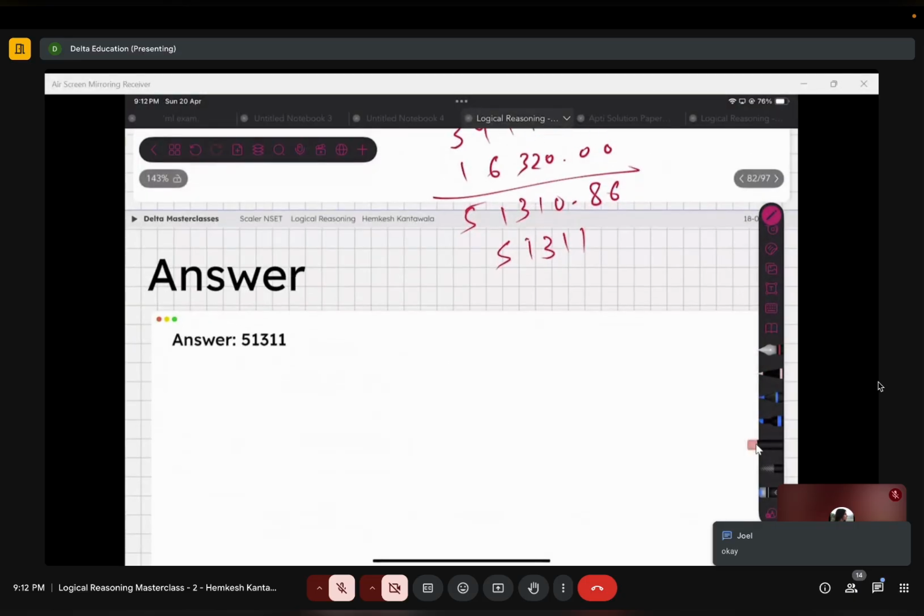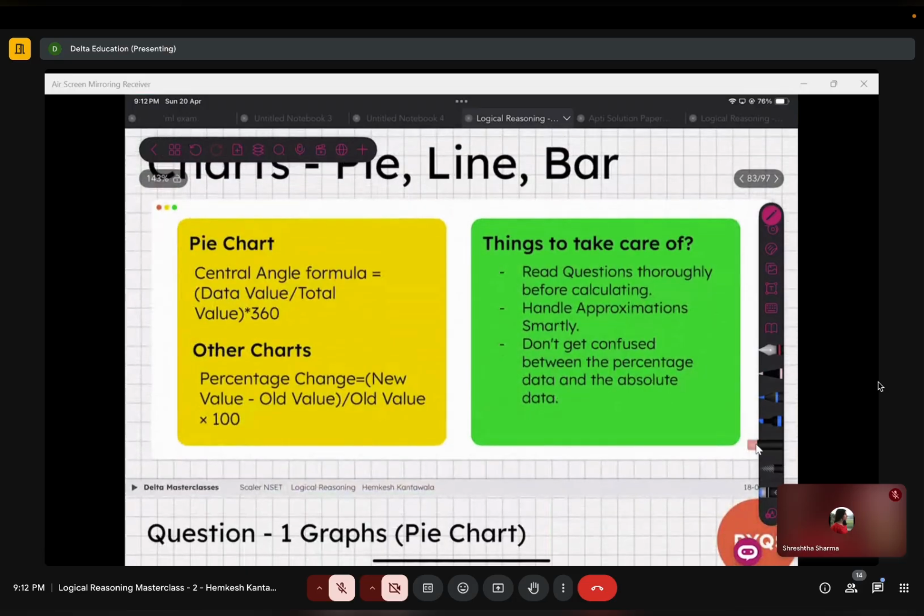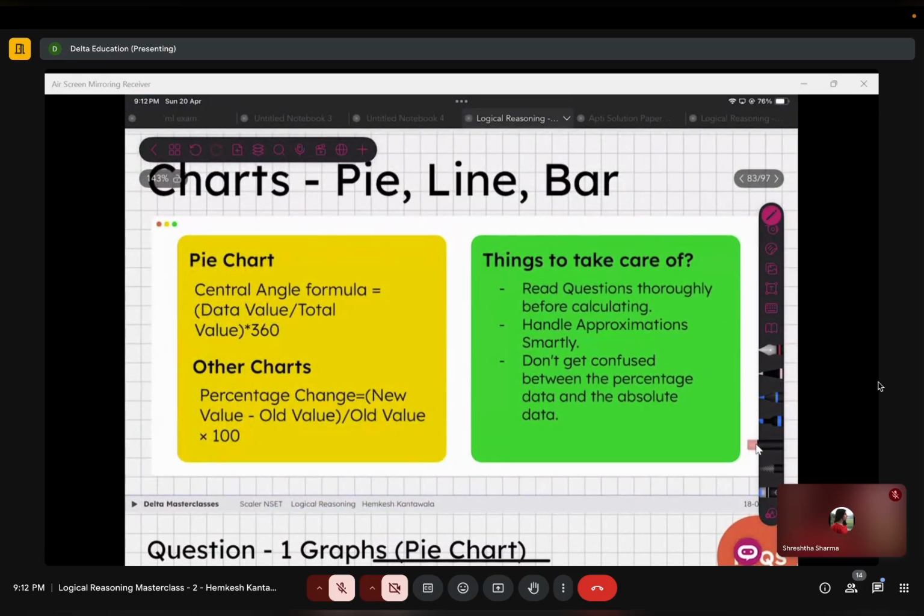So here we complete the simple and compound interest topic. Let's move to the next one. This is charts and different types of charts questions. Two important formulas you need to take care of: the central angle formula for a pie chart, which is the data value for that particular sector upon the total value of the whole, times 360. Why 360? Because 360 degrees is the total. And the basic percentage change formula is new minus old upon old, times 100.